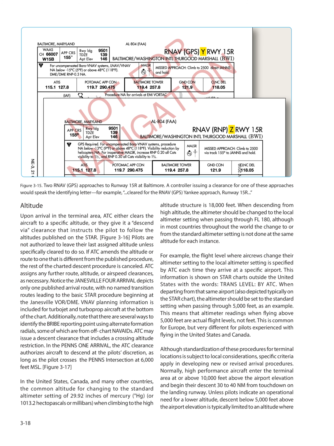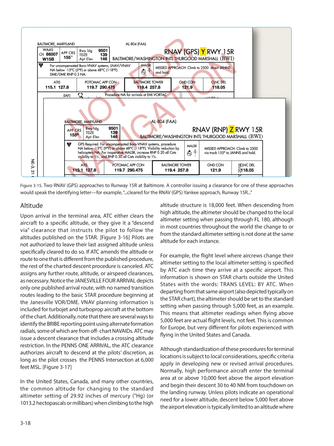Notice the Janesville arrival depicts only one published arrival route, with no named transition routes leading to the basic STAR procedure beginning at the Janesville VOR/DME. VNAV planning information is included for turbojet and turboprop aircraft at the bottom of the chart. Additionally, note that there are several ways to identify the BRIBE reporting point using alternate information radials, some of which are from off-chart navaids.